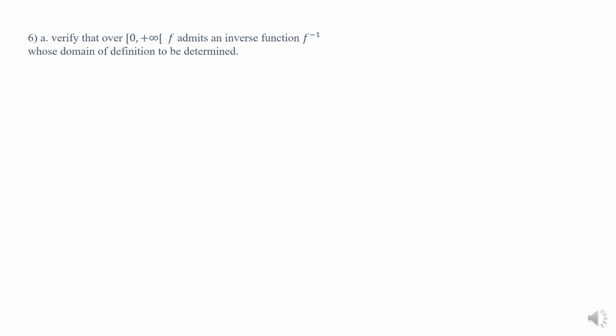Verify that over 0 plus infinity f admits an inverse function f minus 1 whose domain of definition is to be determined. Now for a function to have an inverse, so for f to have an inverse, it should be continuous and monotonic, so strictly increasing or decreasing.